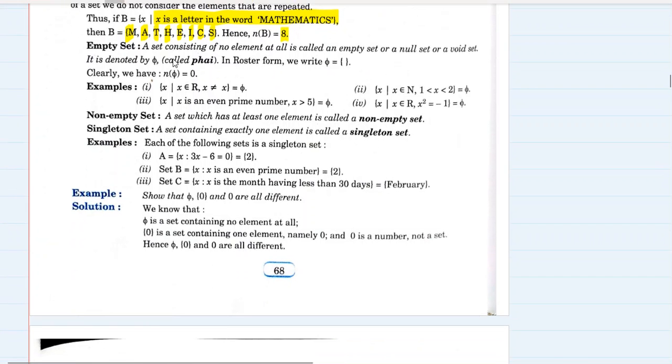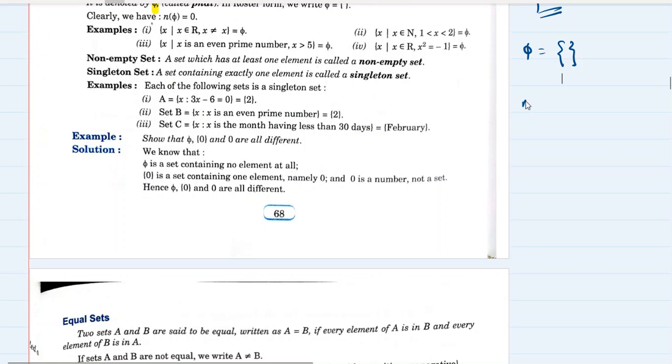Empty set. A set consisting of no element at all is called an empty set or null set or void set. It is denoted by phi. Actually, the spelling given over here is wrong. The actual spelling is phi, sometimes also known as phi. Okay, so this is a Greek letter which denotes an empty set. In roster form, we write phi as empty curly brackets. The number of elements in an empty set is always 0. Remember that.